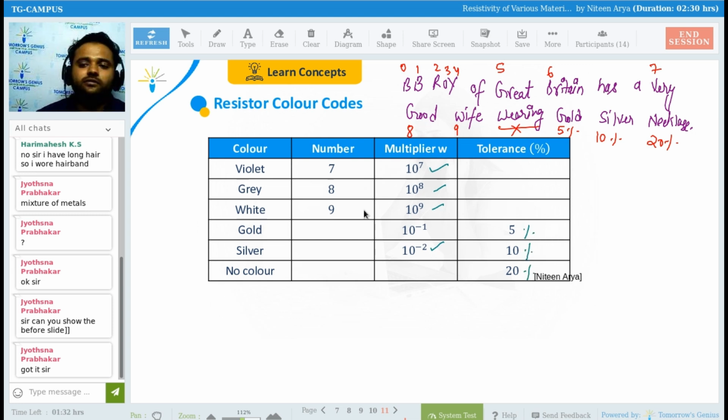Meaning 5%, 10%, and 20%, because these are the tolerance.